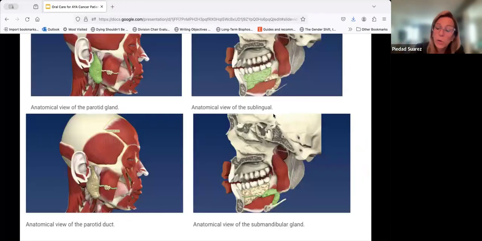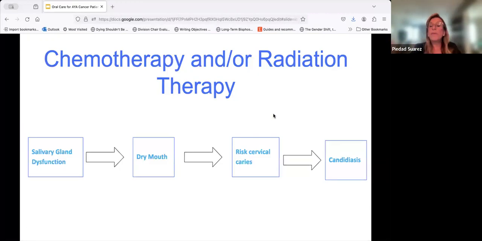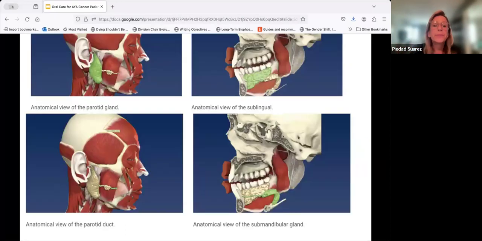And that also is going to put you at risk to develop candidiasis, for instance. That is one of the fungal infections that some of you may present.